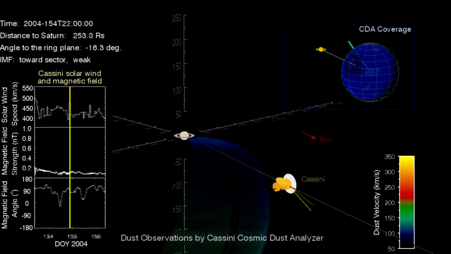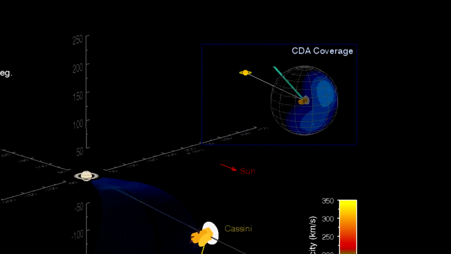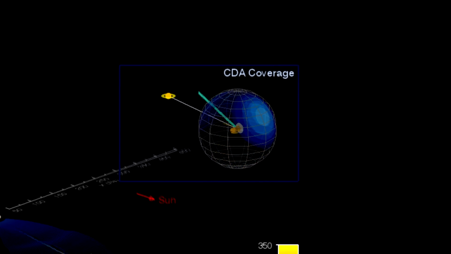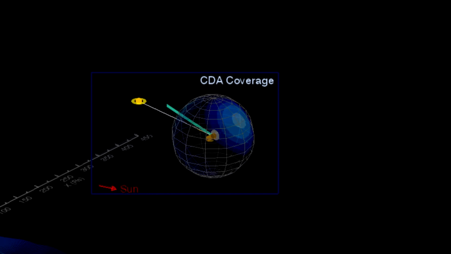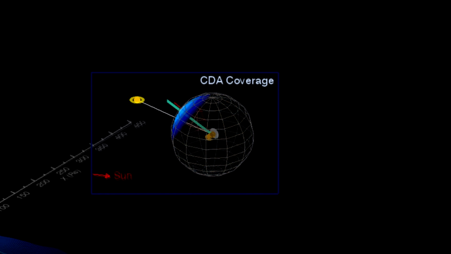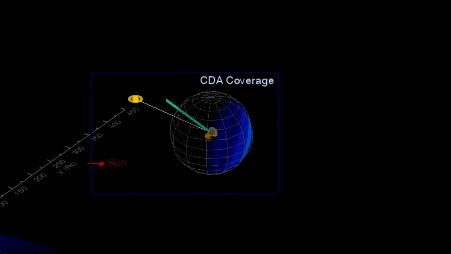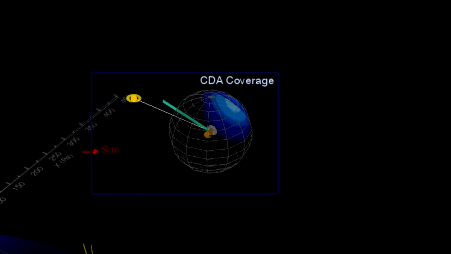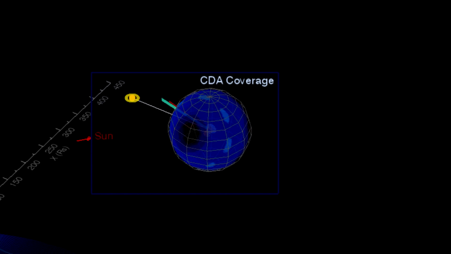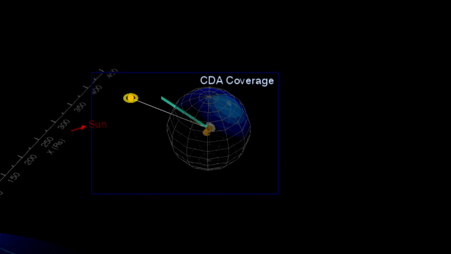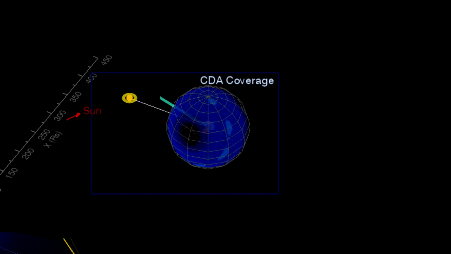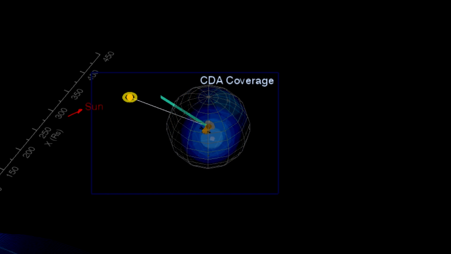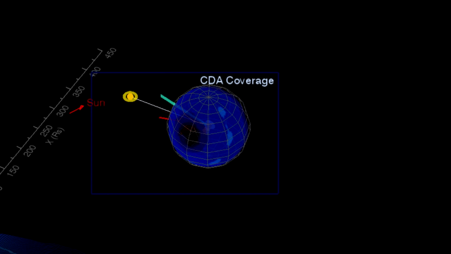As we rerun the animation, we call your attention to the sphere in the upper right corner, and particularly to the intermittent red bar that indicates the actual particle impacts measured by the cosmic dust analyzer. With a limited field of view, CDA can only cover part of the sky. Blue contours projected onto an imaginary sphere show where CDA was pointing. The green bar indicates the direction of stream particle impacts predicted from the model, and the red bar marks the direction of measured particle impacts.